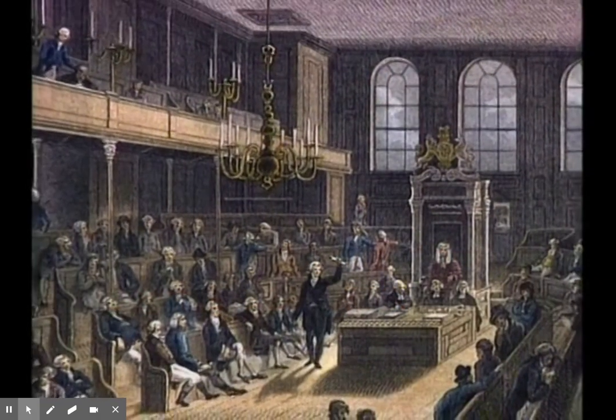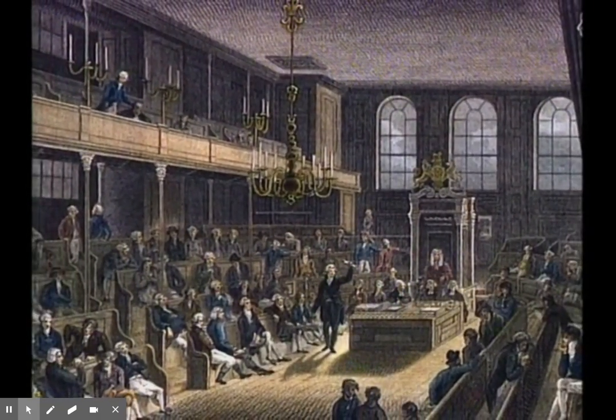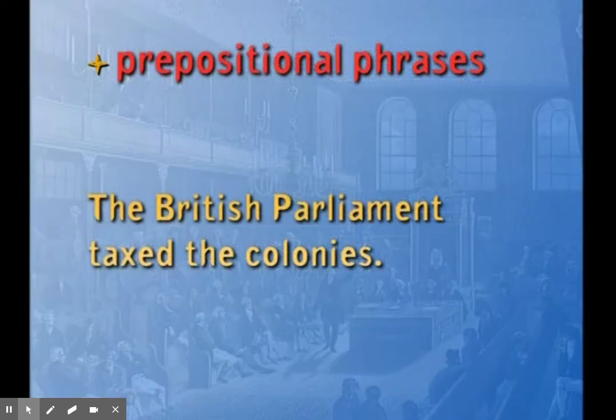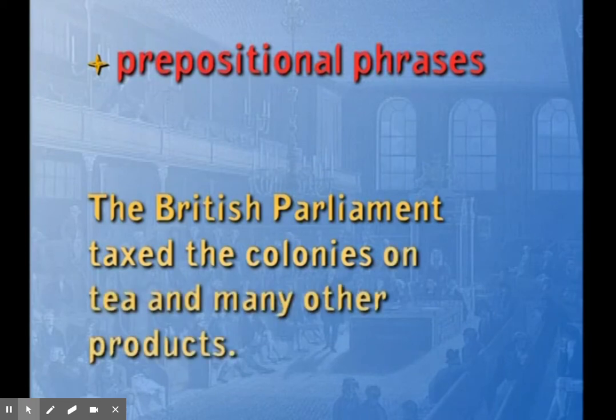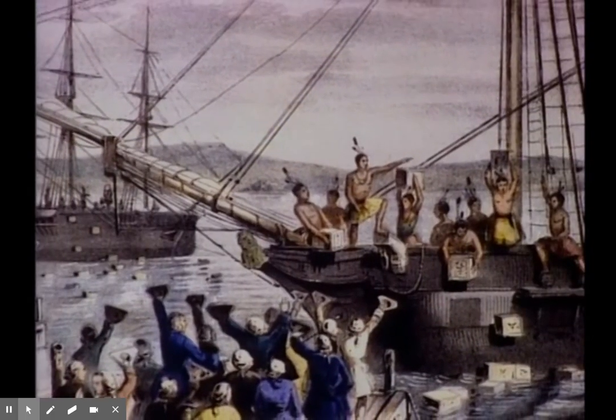To explain which goods were taxed in the colonies, let's add information to the sentence. "The British Parliament taxed the colonies." "The British Parliament taxed the colonies on tea and many other products." We use the preposition on to connect our original sentence with the added details. Let's try another sentence.